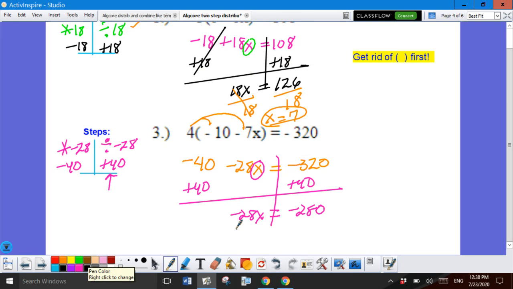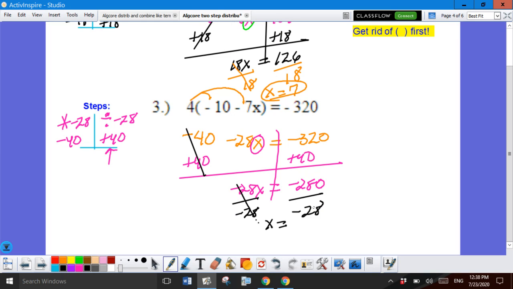Next step is division. Divide negative 28. Cross out. The x drops. Negative 280 divided by negative 28 is a 10. So if you got a 10, high five. Good job.